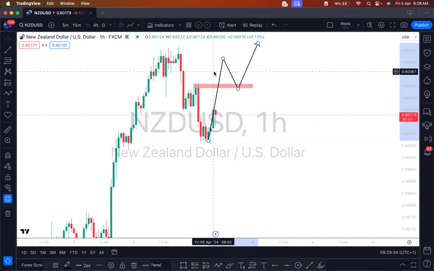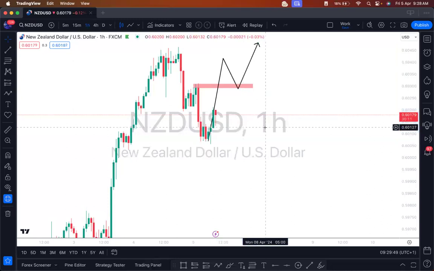So for now, we know that we're bullish. Do you understand? Overall, we're bullish. But then currently, we cannot buy yet. We have to wait for bullish confirmations or bullish market structure on this 1 hour time frame before we start buying. So that's basically it about NZD-USD.